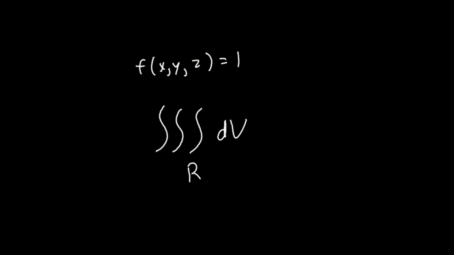Which sounds weird, right? You usually find a volume with double integrals, but with double integrals, if the question asks you to solve for an area, the area of some shape, you would just set your integrand to 1 as well. So if you want to find area using a double integral, set your integrand to 1. If you want to find a volume using triple integrals, set your integrand to 1 as well.